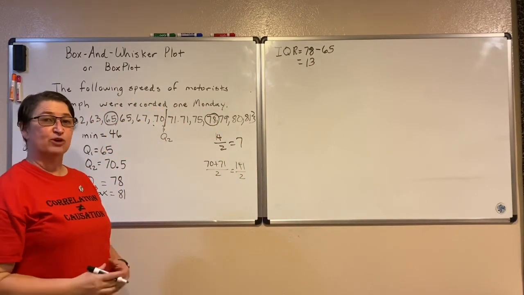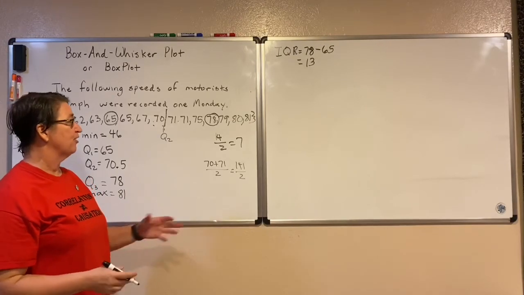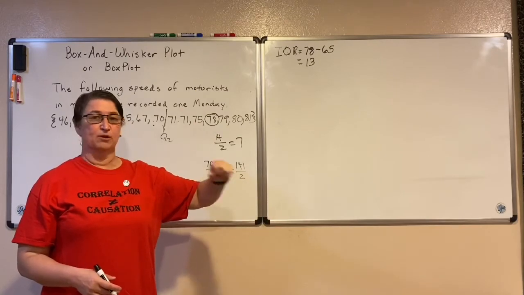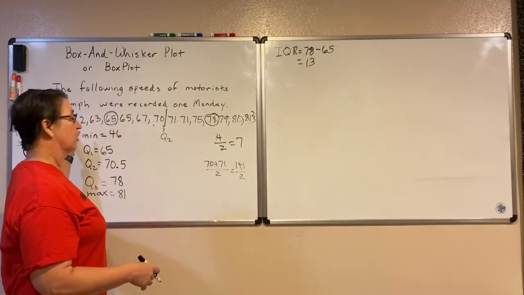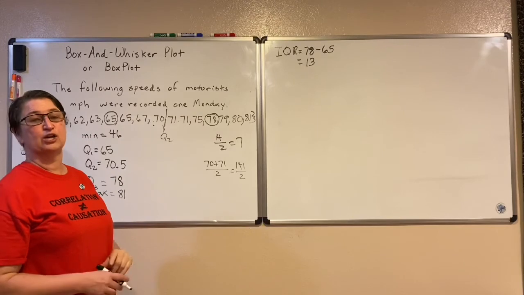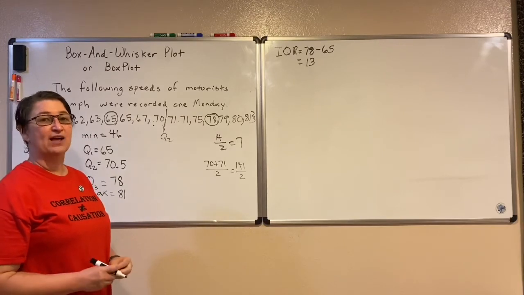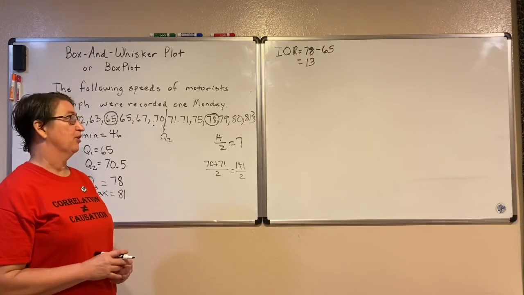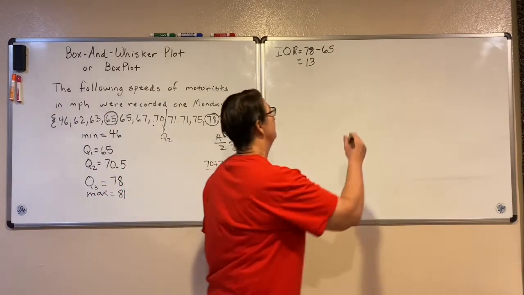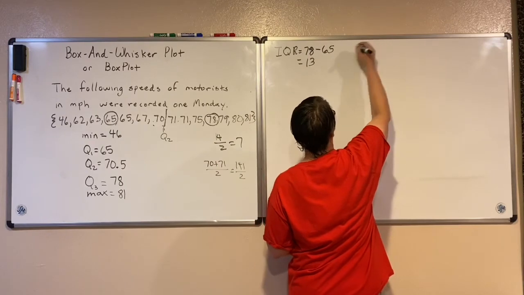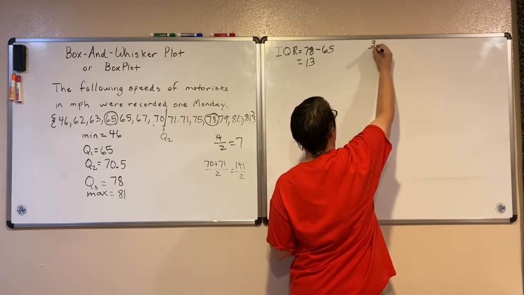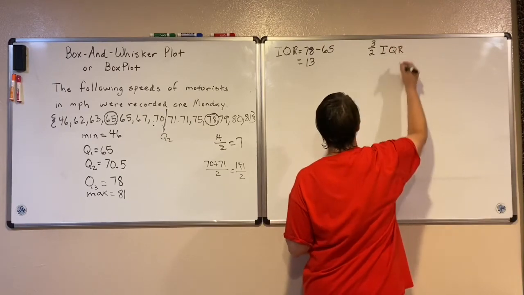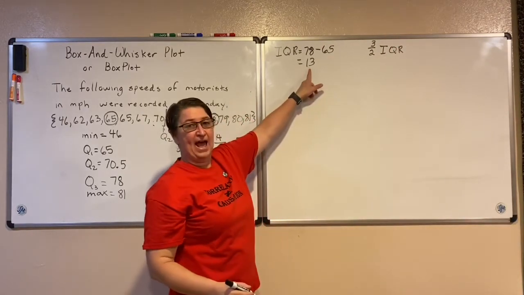Now I'm going to check for any outliers. Is there anybody out there who was going too fast, so fast that we're not going to include them on our box plot? Or was anybody going too slow, so slow that we're not going to include them on the box plot? I need to find those outliers to know if everybody gets included in this box plot or not. To find the outliers, I look for 1.5 IQRs.